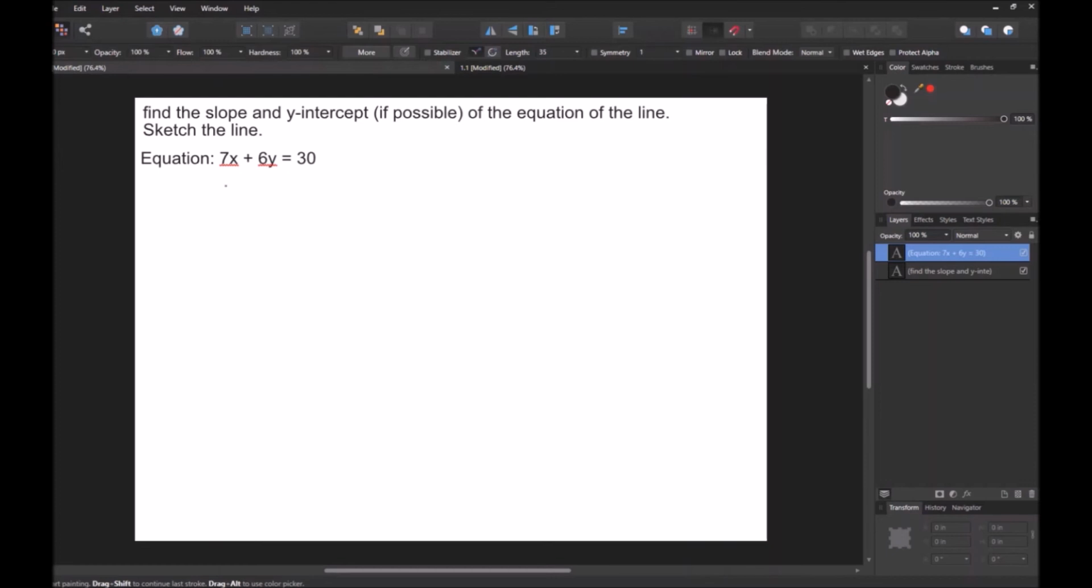Well, what I would do is manipulate this equation to get it in terms of y on one side and mx plus b on the other side. So in order to do that, I'm going to subtract 7x on both sides. So that's going to give me 6y equals negative 7x plus 30.